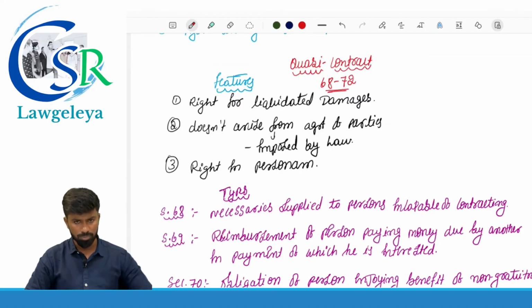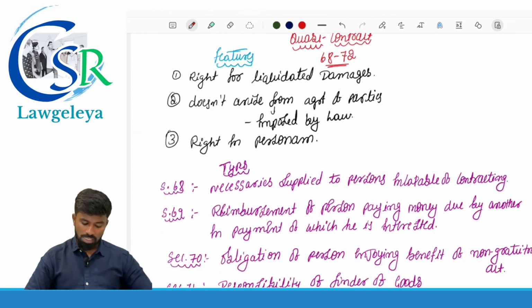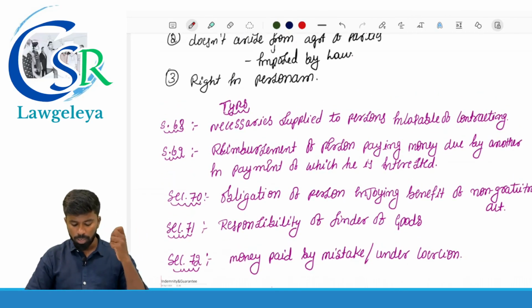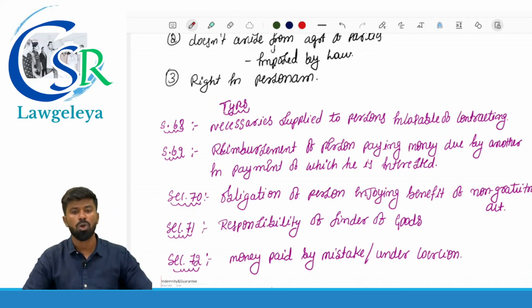Quasi-contract. Features: there is only a right to what damages? Liquidated damages. Meaning what? A reasonable amount. It does not arise from the agreement of the parties. It is imposed by the law, and it is a right in personam, meaning available against a specific person, not against the entire nation. Types: we have section number 68, necessaries supplied to a person incapable of what? Contract. Any necessaries supplied to a person who is incapable of contracting, or to a person whom he is legally bound to support.